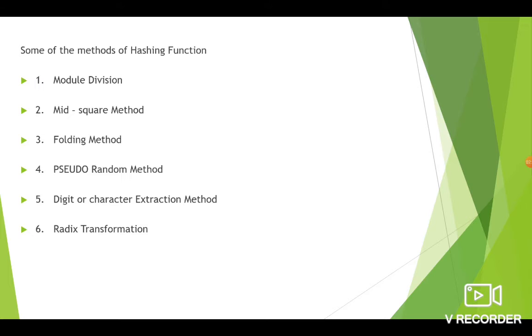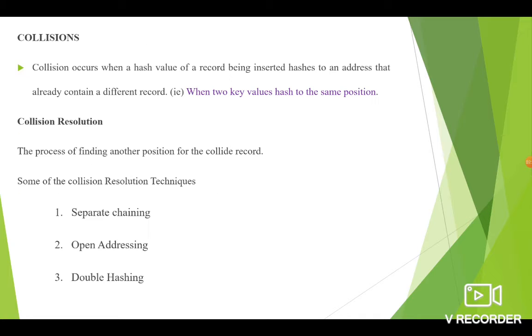Some of the methods for hash functions are modulo division, mid-square method, folding method, pseudo-random method, digit or character extraction method, and radix transformation.